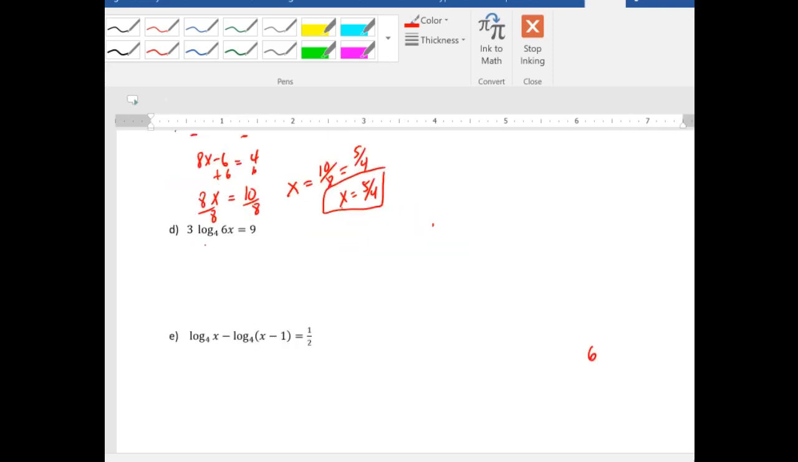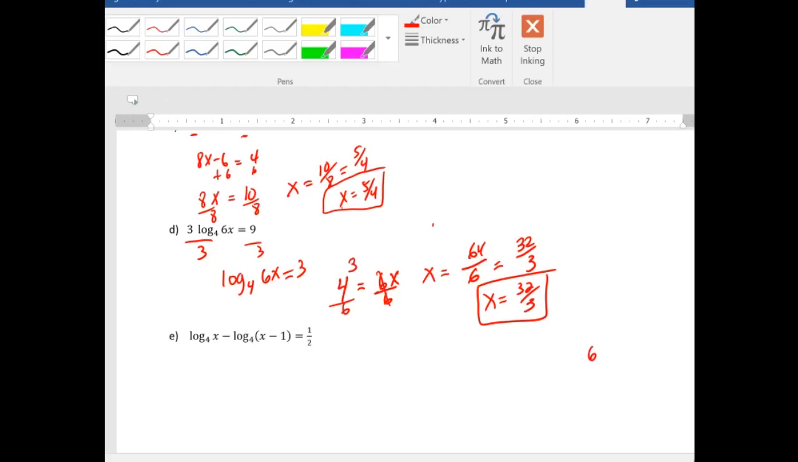So here I want to isolate my log first. So I'm going to divide by 3 on both sides. So I get log base 4 of 6x is equal to 3. So this is a logarithm, so I can change it to exponential form. So this would be 4 cubed is equal to 6x. I'm going to divide by 6. So x is equal to 4 times 4 is 16 times 4 is 64 divided by 6. So this is going to be 32 divided by 3.